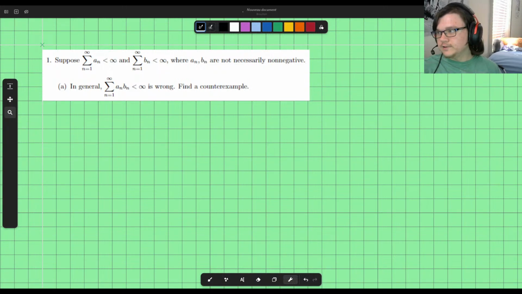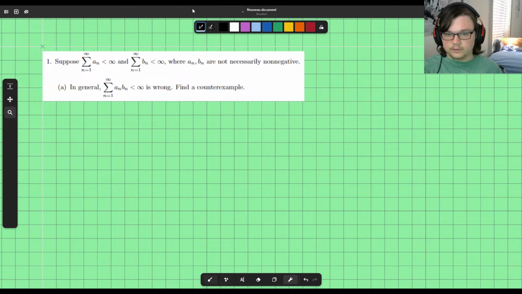So we're working through sequences and series here at the moment. We're starting off with the question about showing that if you have two infinite series which converge to finite values, where each of those are not necessarily non-negative, then we cannot say that their product will necessarily also converge to a finite value. For this one, I just have this memorized.